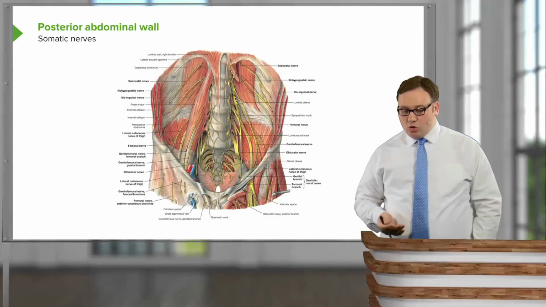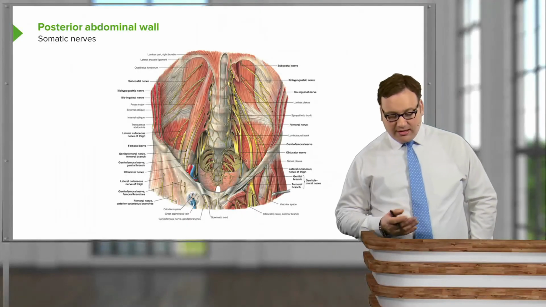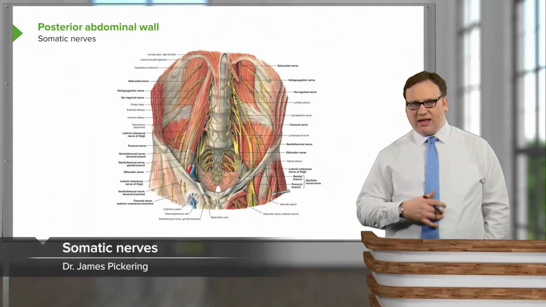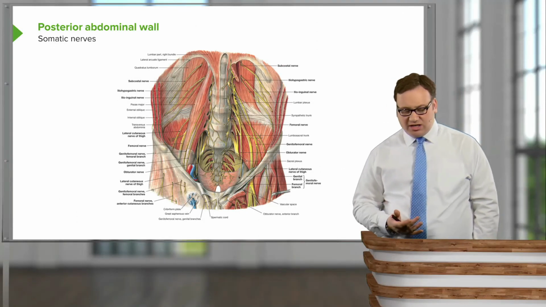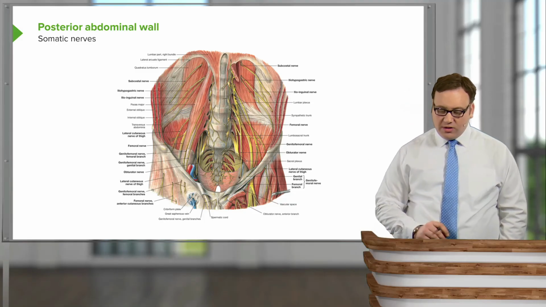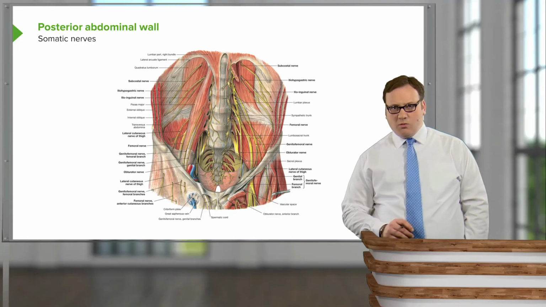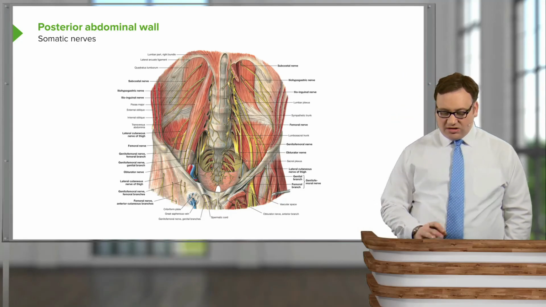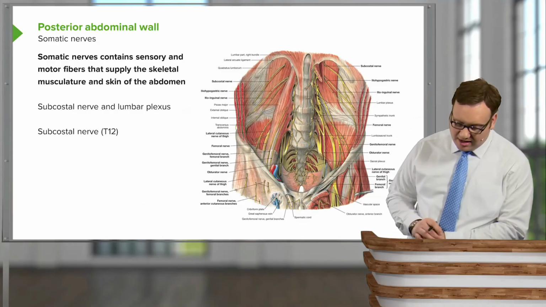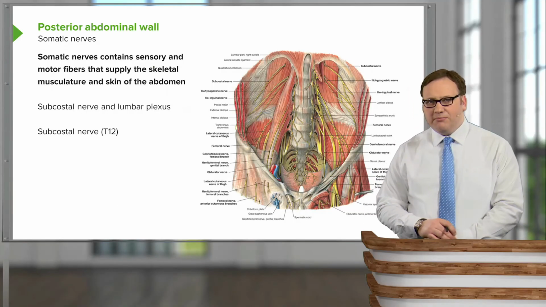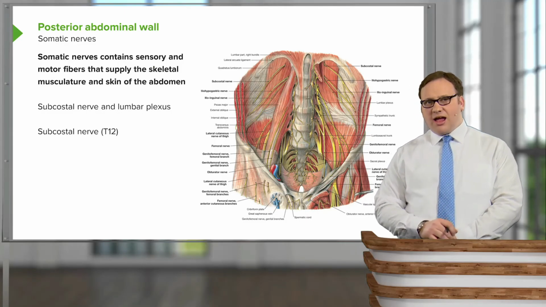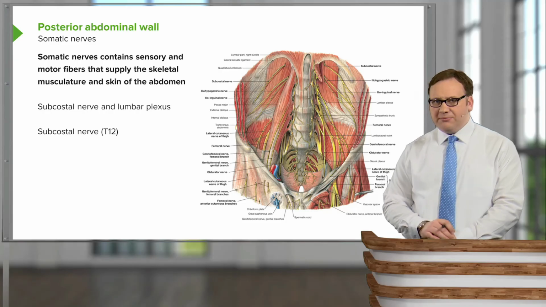So if we remove the organs, the kidneys, the spleen, the pancreas, the suprarenal glands, if we remove all the organs within the abdomen and all the arteries and their branches, and we're just left with the muscles, we can see a whole series of beautiful nerves which are radiating away from the spinal cord through the intervertebral foramen. And we have a number of these somatic nerves, and these contain sensory and motor fibers that supply the skeletal musculature and the skin of the abdomen.